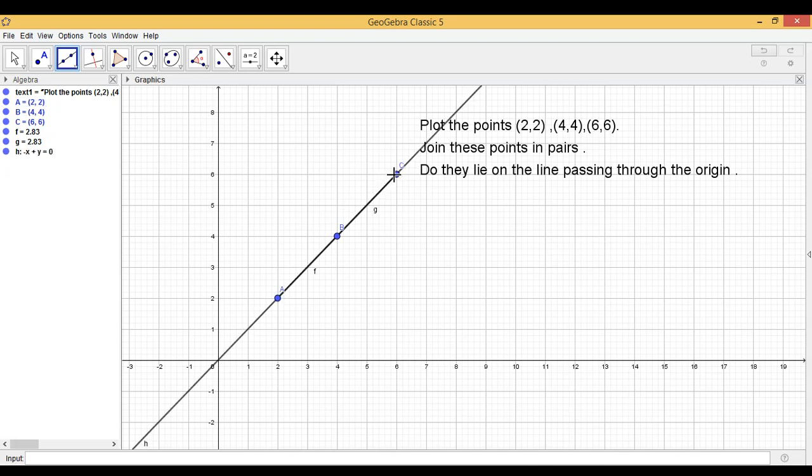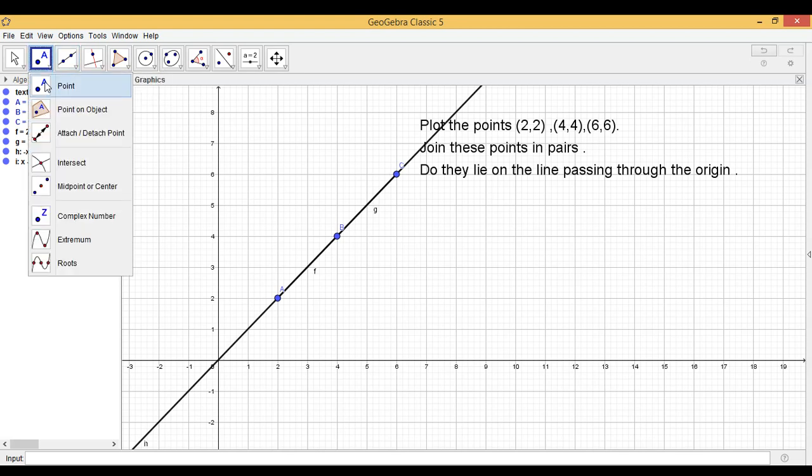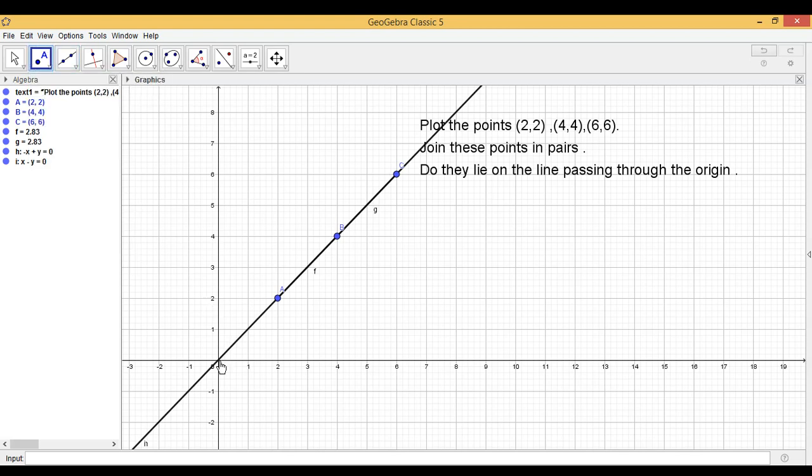Okay, so it is clearly visible that the line which we have drawn passing through these 3 points passes through the origin also. Let us locate the origin. Here it is the origin, the point of intersection of the x-axis and the y-axis. So we see that point A, B, C, they lie on the same line which passes through origin.